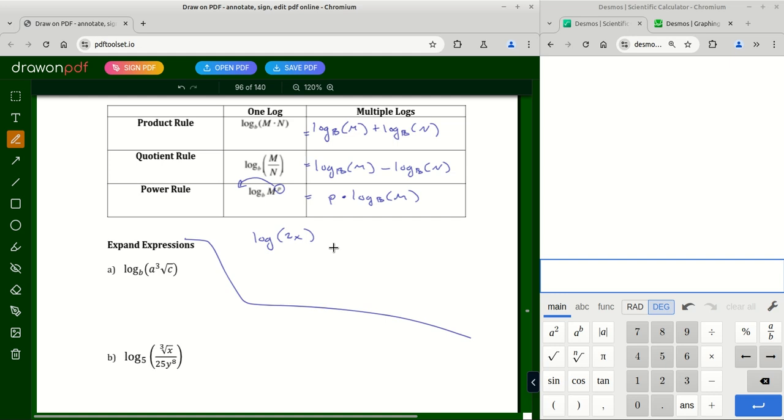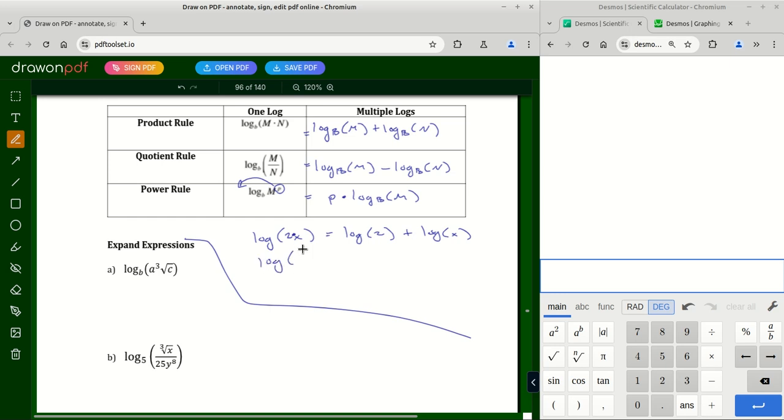This is just pretty simple. Notice that it's 2 times x. So I got log of 2, and then that times sign turns into a plus, and then I got log x. And there you go. You're done. That was it. There's a multiply symbol right here implied. That multiply turns into a plus. There it is. So let's do another one.